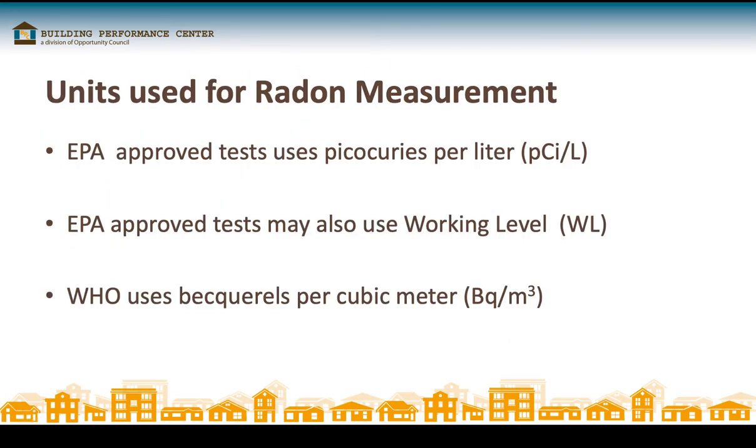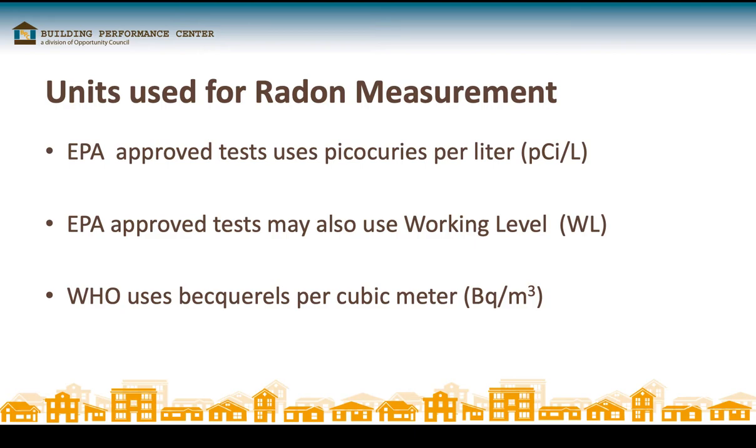All right. Now, we were talking earlier about picocuries per liter. A picocurie is a measure of the rate of radioactive decay of the radon. When the radon decays, it emits ionizing radiation in the form of alpha particles. And so picocurie per liter is a measurement of the rate of radioactive decay of radon in a particular volume of air, a liter.